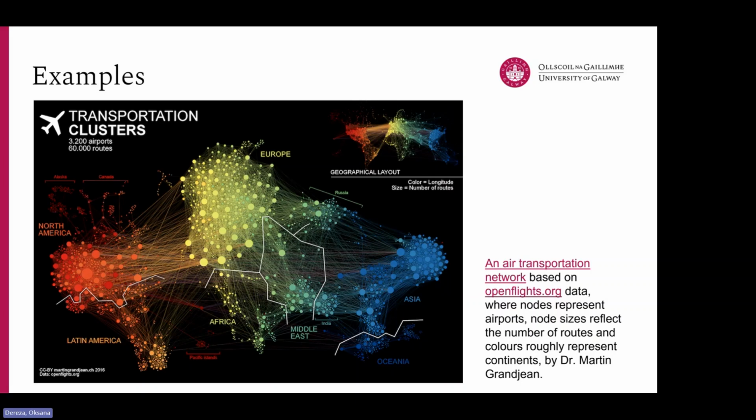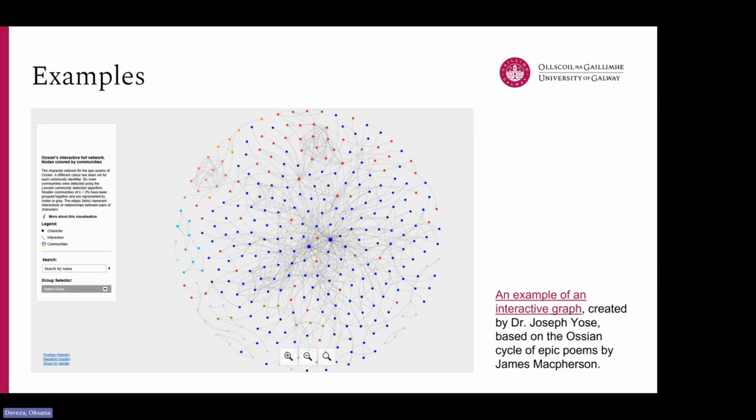Another example, an air transportation network based on open data from openflights.org that you can download as a graph file, by the way. Nodes here represent airports, node sizes reflect the number of routes, and colors roughly represent continents. They're colored by latitude, by Dr. Martin Grandjean, who also has great tutorials on social network analysis that I link to in the further reading section. So I very much recommend his website. These are just a few applications. Oh, I actually have one more.